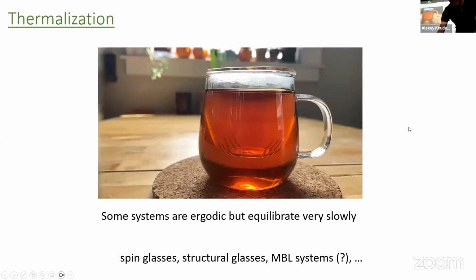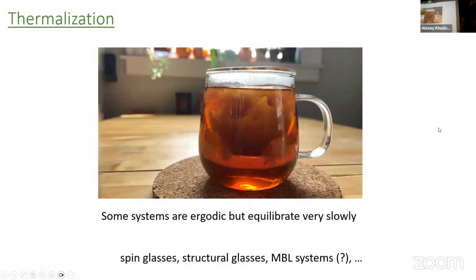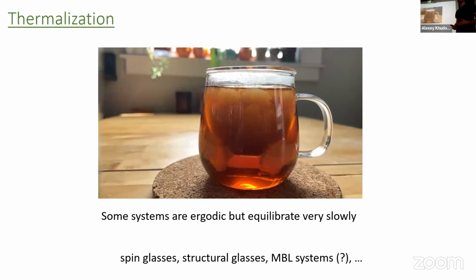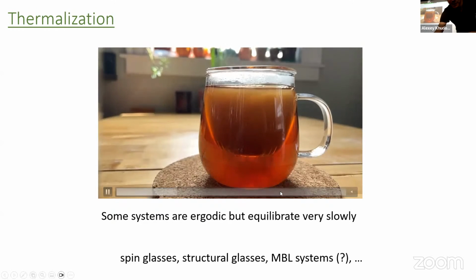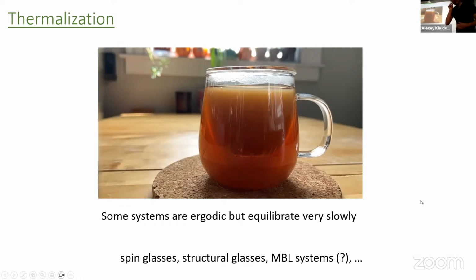Now, let me show you the next example. Some systems might still be ergodic, so they still explore the whole available phase space, but they equilibrate very slowly. We usually call such systems glasses. Here you can see that the milk is slowly seeping into the bottom part, but this process happens on a much larger time scale. And if I skip to the end, you can see that eventually the state again becomes a boring, typical state.